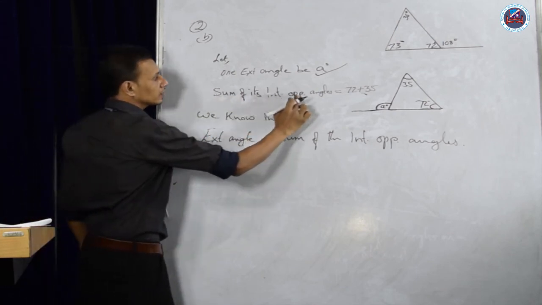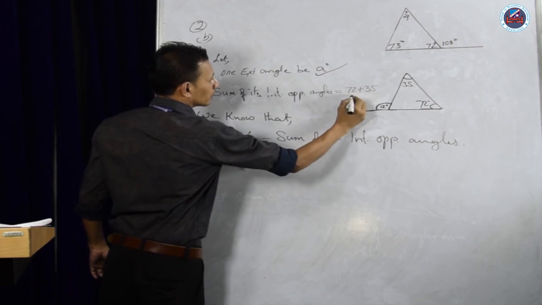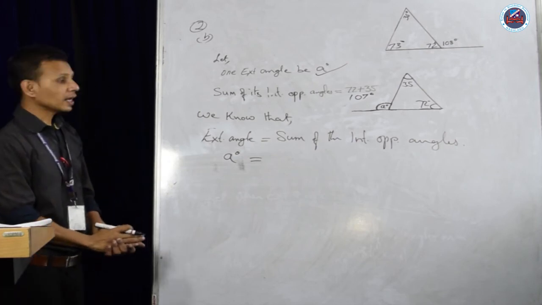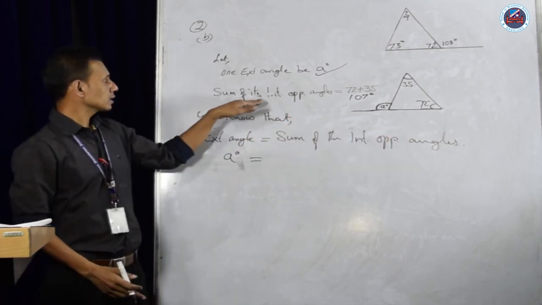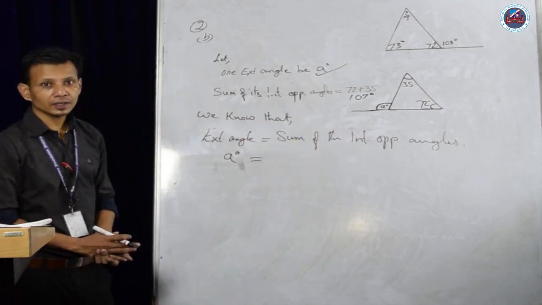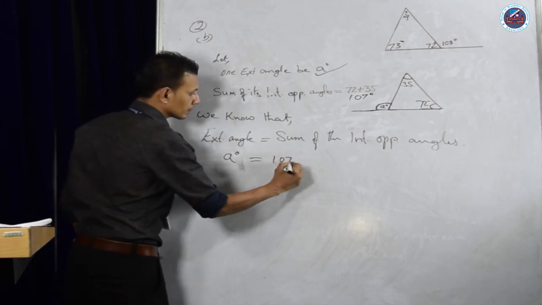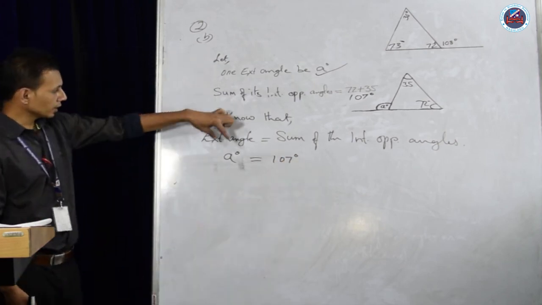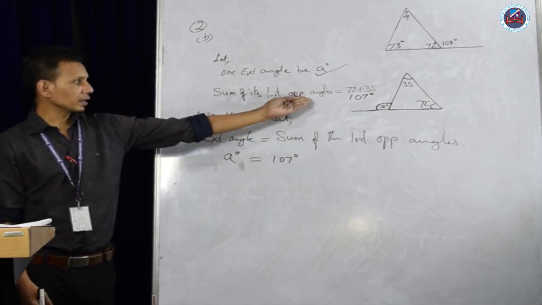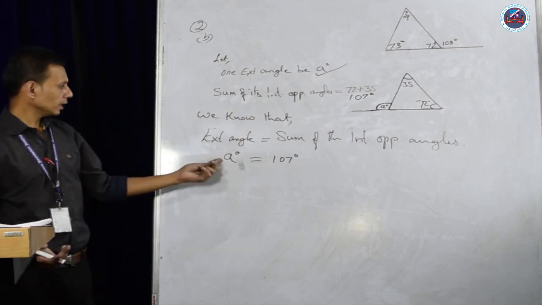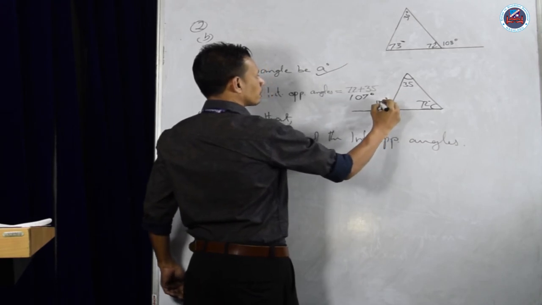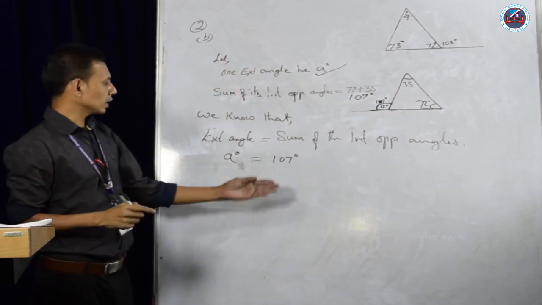Look here. The sum of the interior opposite angles, here you got 107. So in this place, can I write 107? Yes. Got me? Exterior angle A degree equals the sum of the interior opposite angles, which is 107 degrees from here. You got it. A is 107 degrees. One exterior angle you got.